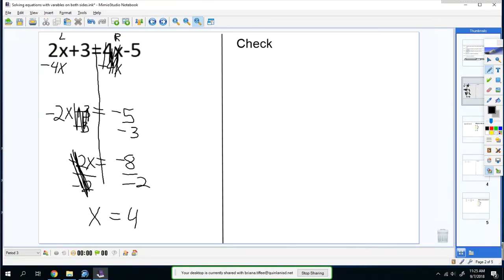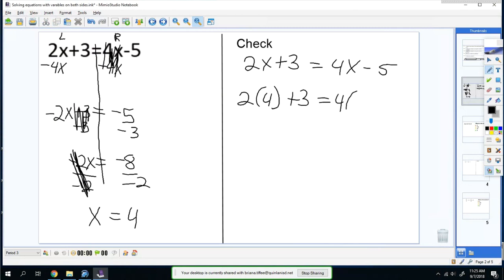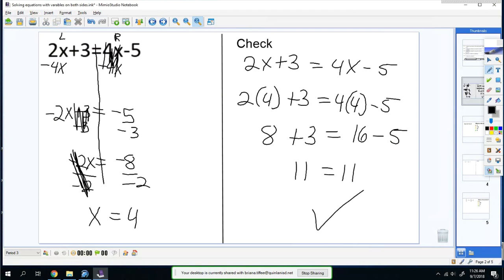So what I'm going to do is check it. I have 2x plus 3 equals 4x minus 5. What I'm saying is my equation will become true if I replace the x's with 4's. So I'm going to do 2 times 4 plus 3 is equal to 4 times 4 minus 5. So 2 times 4 is 8. 4 times 4 is 16. 8 plus 3 is 11. 16 minus 5 is 11. So right now, that's true. So now I'm 100% confident my answer is x equals 4.